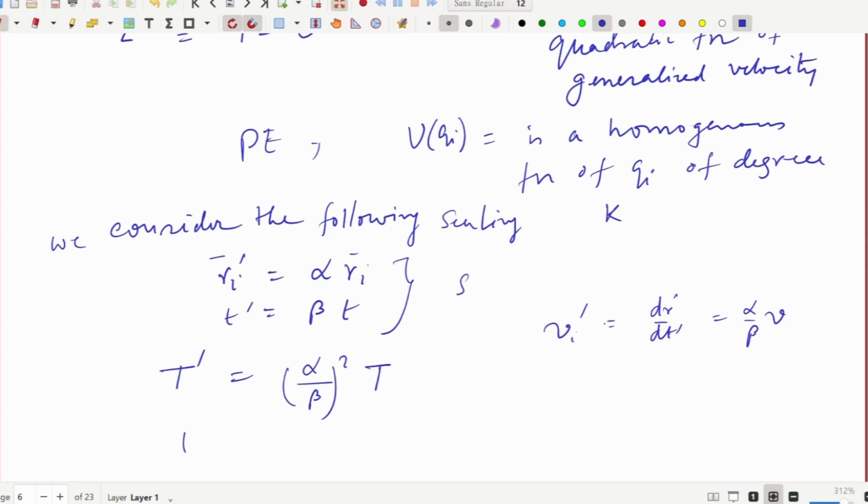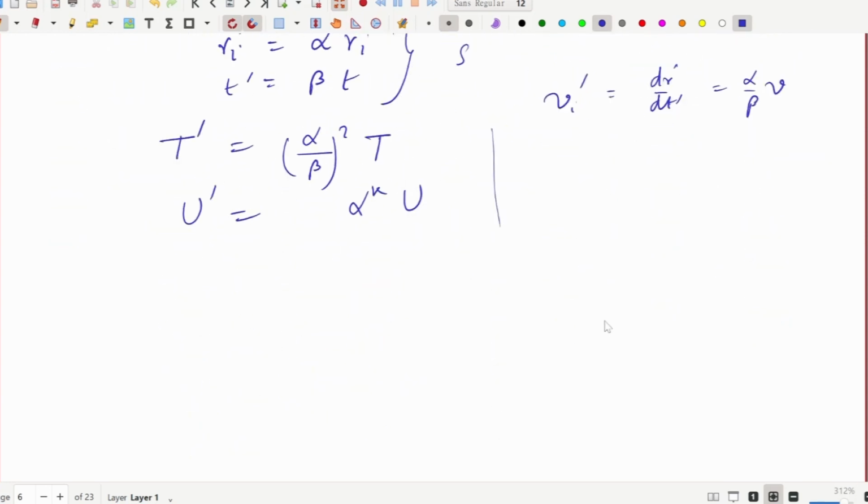How will the potential energy transform under this scaling? Potential energy will transform as alpha to the power k times u, because it is a homogeneous function of degree k. Each q is multiplied by a factor alpha, so each term in u will be proportional to alpha to the power k. So, under this scaling, the kinetic energy and potential energy will transform like this.